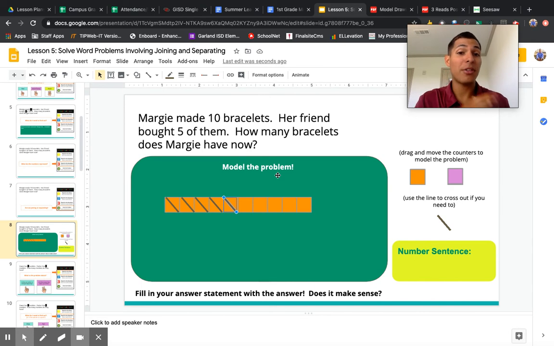So we crossed out the ones she sold. How many do we have left? 1, 2, 3, 4, 5. So Margie has 5 bracelets now, right?